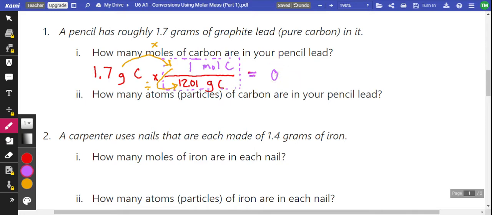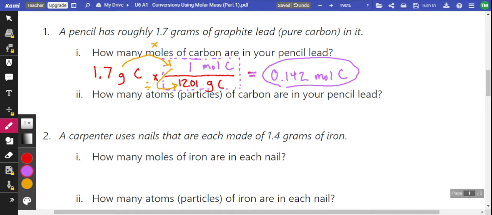So we have 0.142 moles of carbon. All right, and that's our answer. Okay, so really our unit conversion is no different than the way we've done it before. The only difference is this conversion factor is kind of new to us, but it works the same way as any other conversion factor. So let's try some more examples.